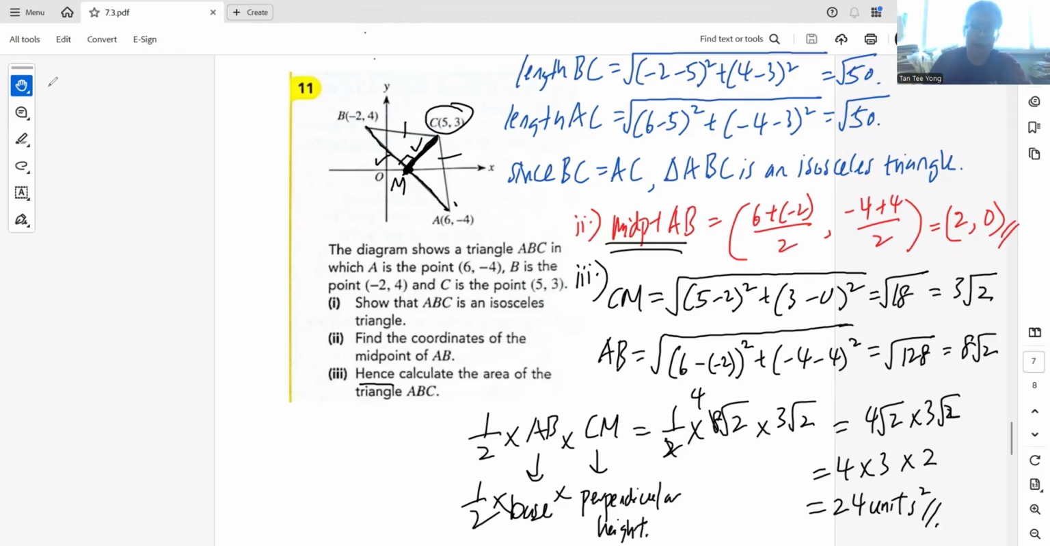So this is it for question 11. Part 1 is the blue one on top, part 2 is the red, and part 3 is the black. So yes, this is it for question 11.